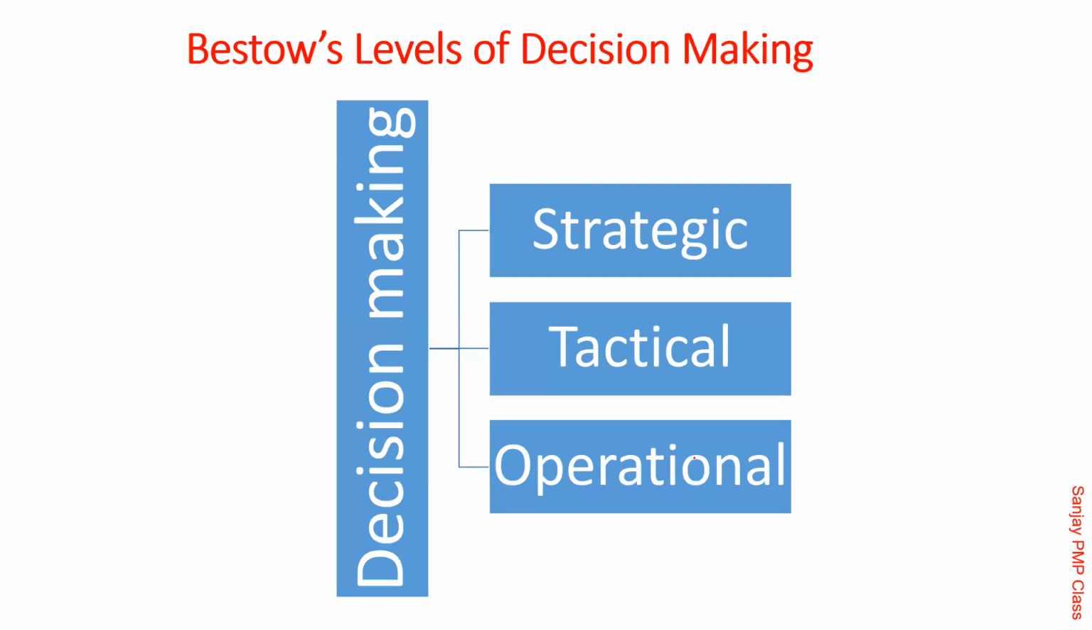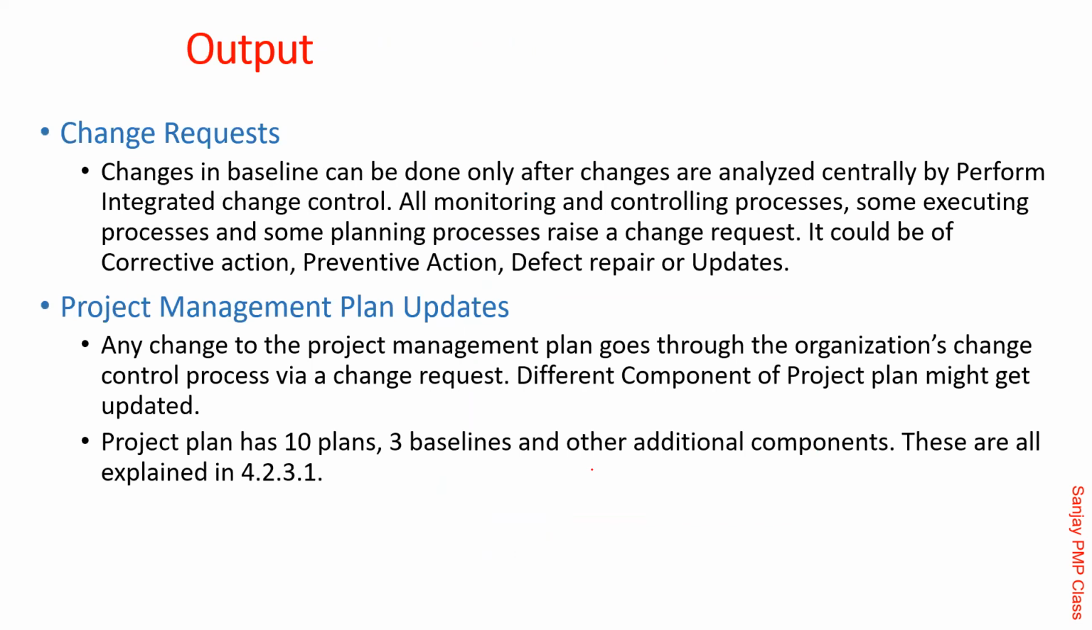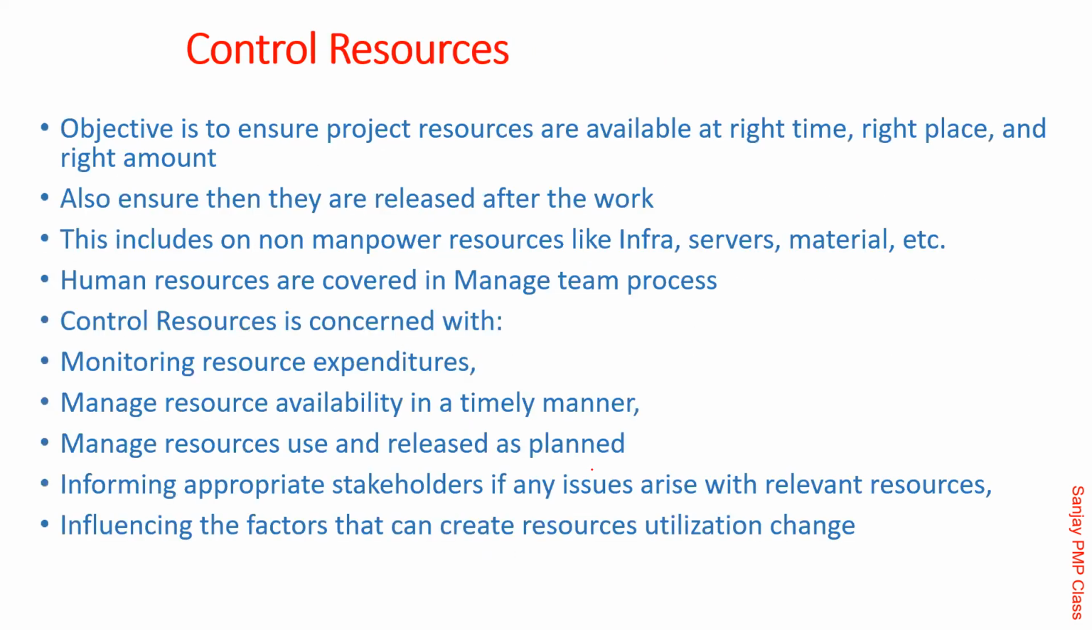Last time I kept it. This is also not there, but when you are making decisions, you are taking strategic decisions at a top level, which have a 3-year, 4-year impact. Tactical decisions are medium-term decisions, and then there are operational or day-to-day decisions. So remember these 3 names: operational, tactical, and strategic. And change request. These are all outputs well known to us.